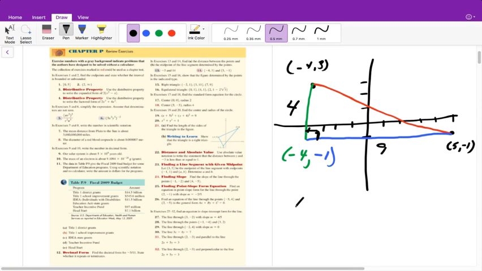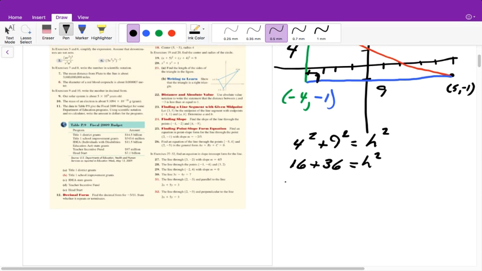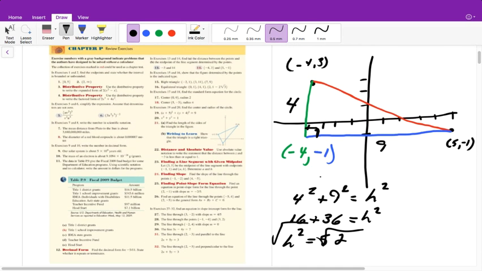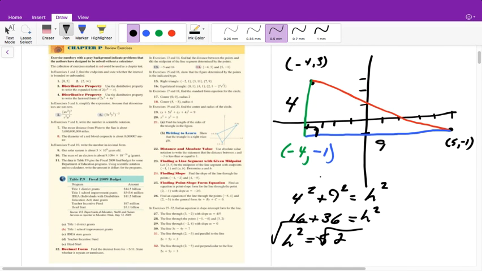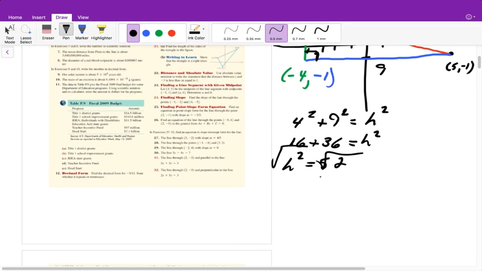So we can then say, 4 squared plus 9 squared is equal to our hypotenuse squared. So 16 plus 81 is equal to our h squared. We can then say our hypotenuse squared is equal to 97. We can take the square root, depending on how the question wants. It does not say whether or not they want it in decimal or in radical, so I'm just going to leave this in radical.